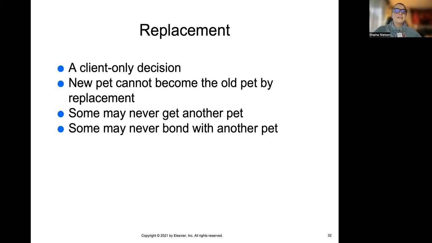However, it's the client's decision. If they want to get a new pet the next day after their patient was euthanized, that is their decision. And that's all part of their coping process. Some people never get another pet. It's just like they can't bear the pain anymore, or it takes them years to finally get another pet. Some people never want to bond with another pet again.